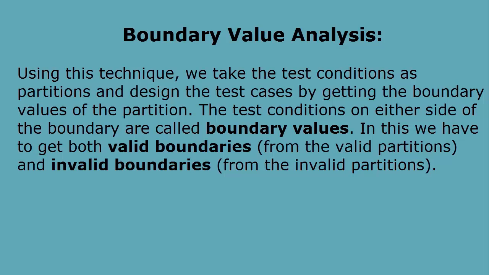Second one, boundary value analysis. Using this technique, we take the test conditions as partitions and design the test cases by getting the boundary values of the partition. The boundary between two partitions is the place where the behavior of the application varies. The test conditions on either side of the boundary are called boundary values. In this, we have to get both valid boundaries and invalid boundaries.